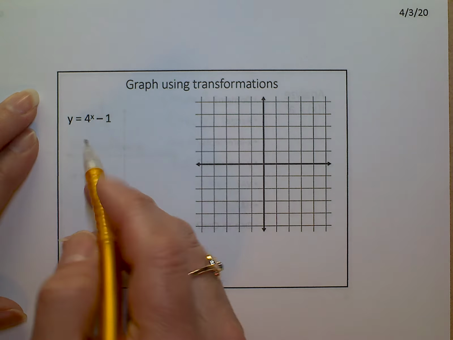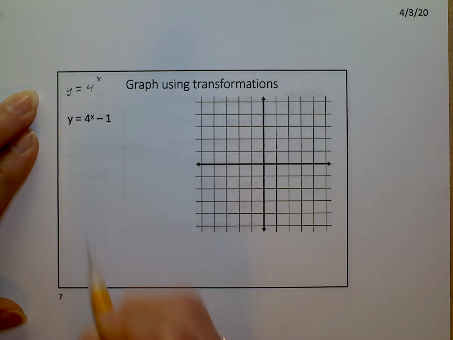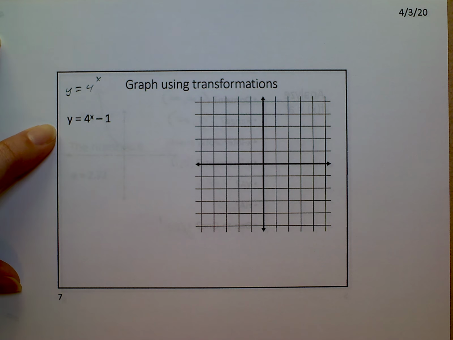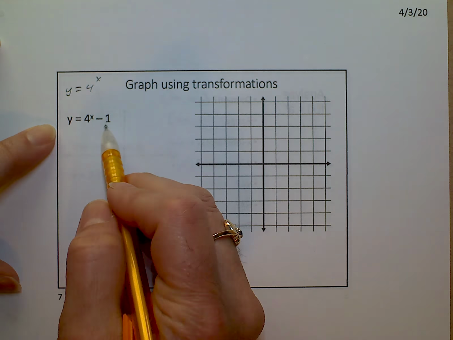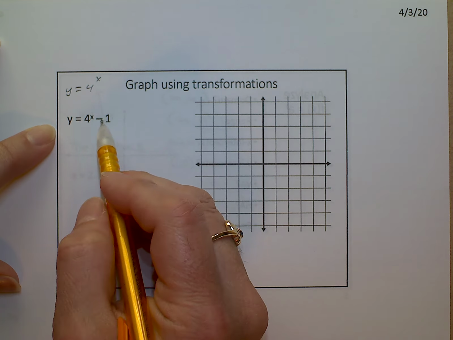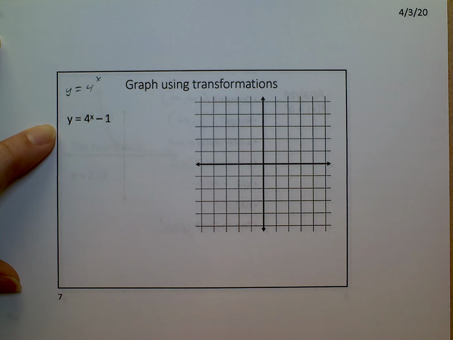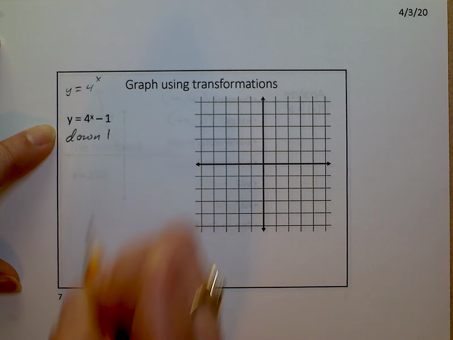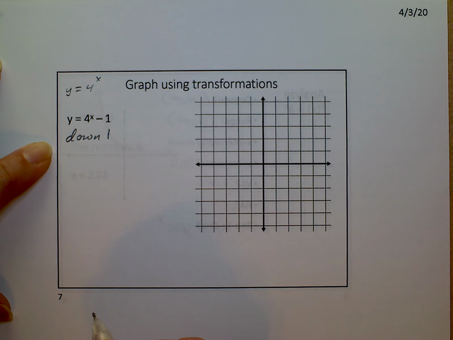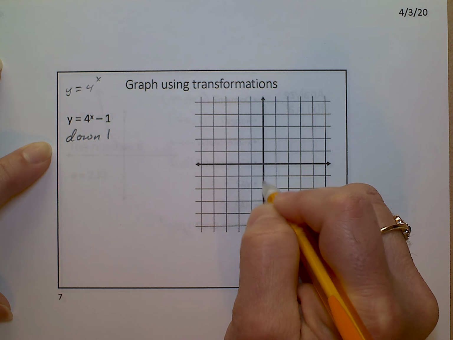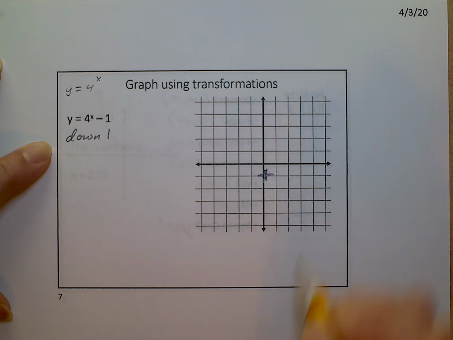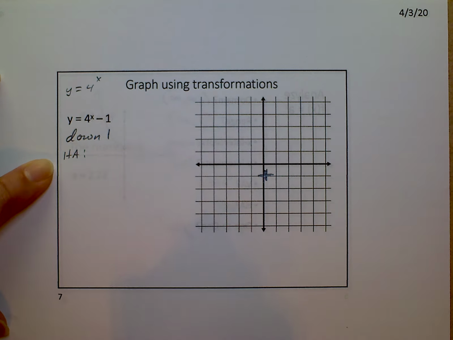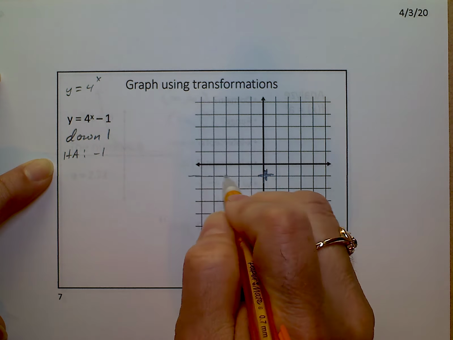Alright, this one, our parent function was 4 to the x, but what's going on with this minus 1? Is it inside or outside of the function? It is outside the function. It is not in the exponent with the x. So when it's outside there, which direction does it move? Yeah, it moves down. Down 1. So I'm going to take my origin, and I'm going to move it down 1, and there's the new origin. Where is the horizontal asymptote now? It's at negative 1. Draw it in there.